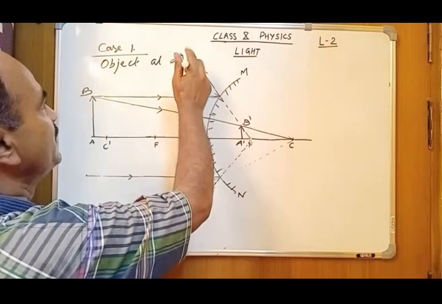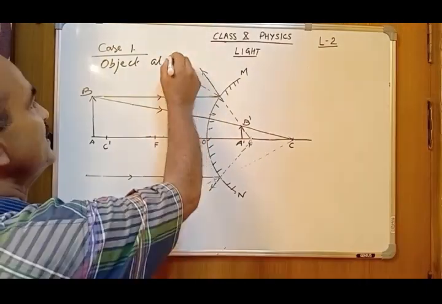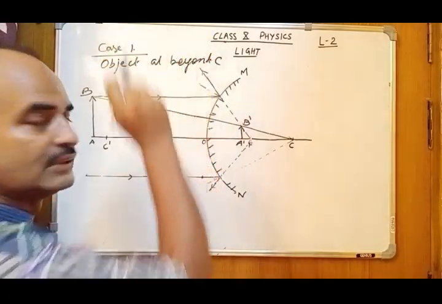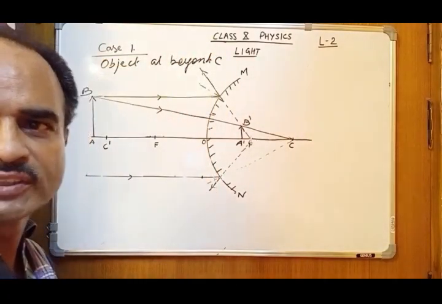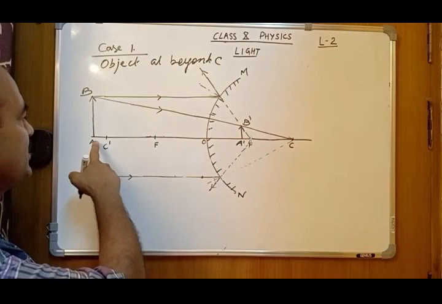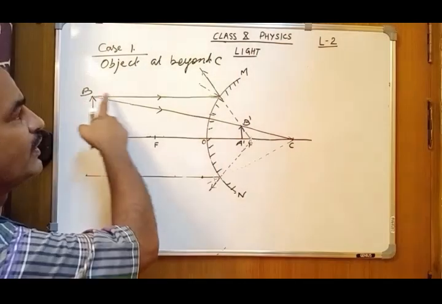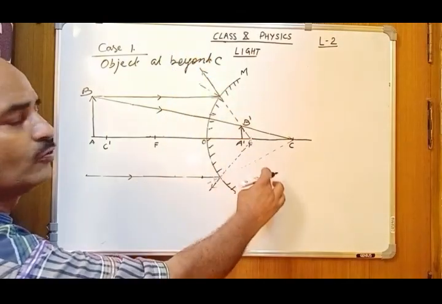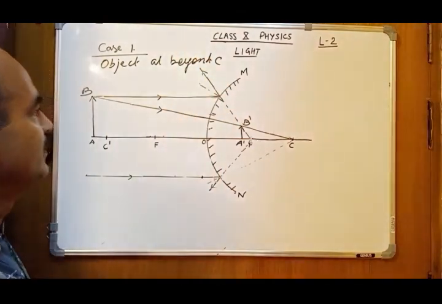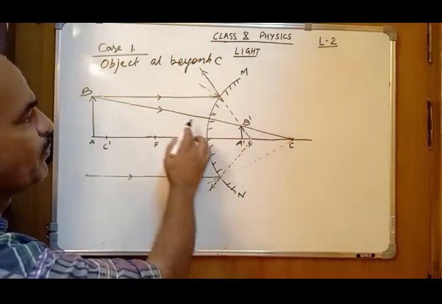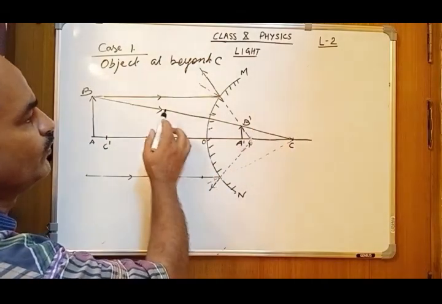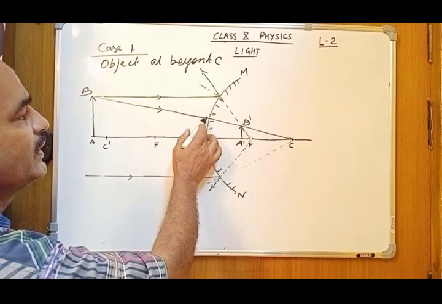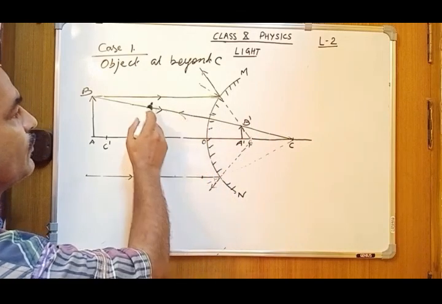Let us see in this case when the object is beyond C, what happens? This object is placed beyond C. One ray going parallel to the principal axis gets reflected to pass through the focus. The second ray which passes through the center of curvature gets reflected undeviated.